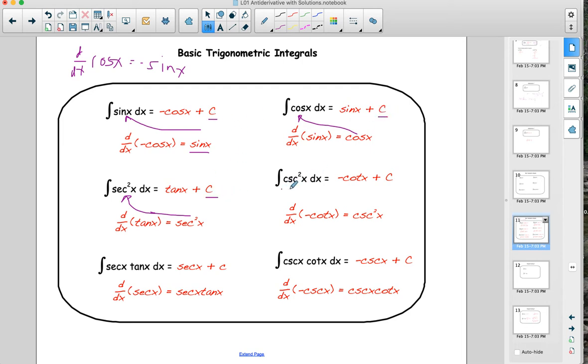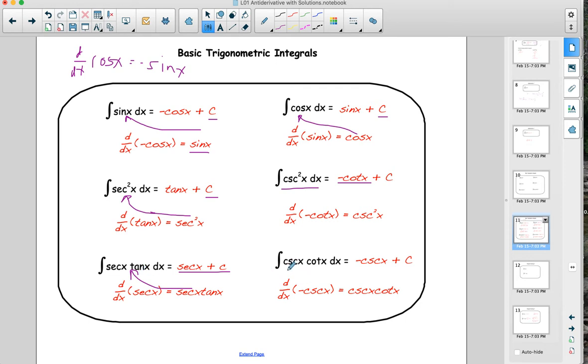The antiderivative of cosecant squared x is going to be negative cotangent plus c. Notice if you take the derivative of negative cotangent, you get cosecant squared x. The derivative of cotangent is negative cosecant squared, so the derivative of negative cotangent is cosecant squared. And if we do the integral of secant x tan x, you'll get secant x plus c. And again, if you take the derivative of secant, you get the integrand back.